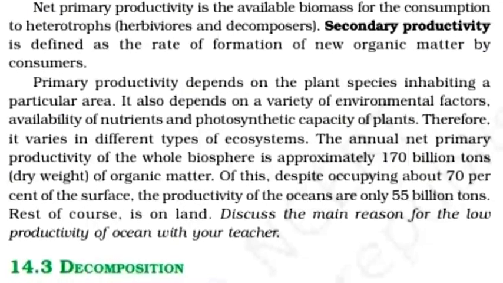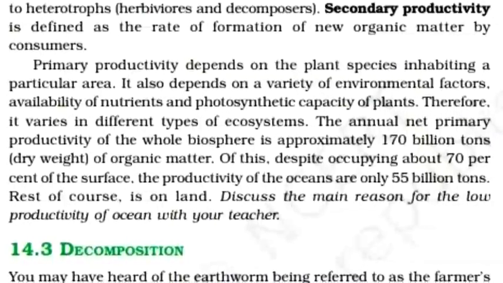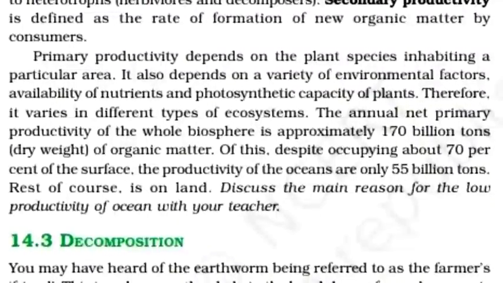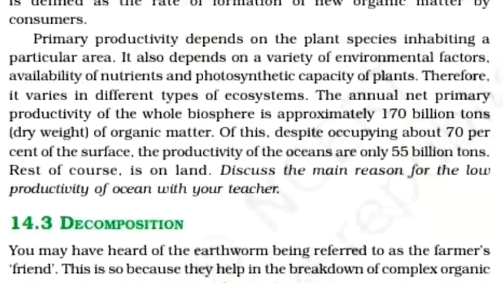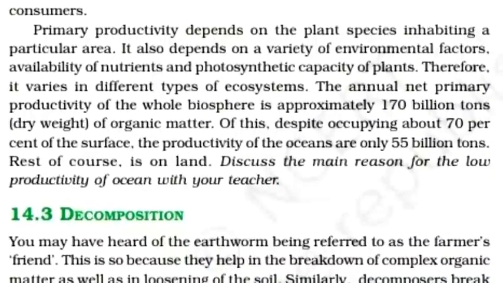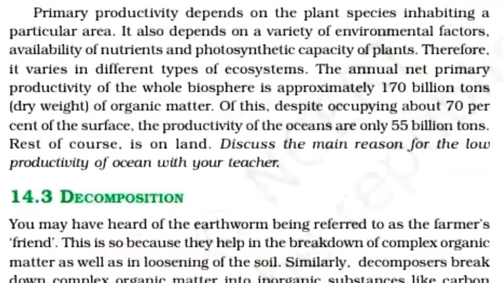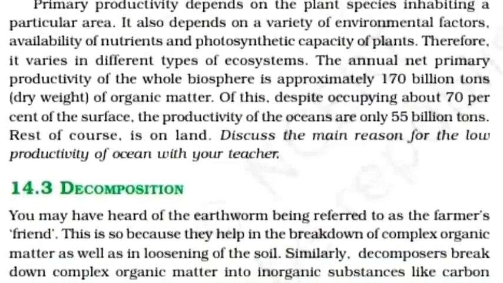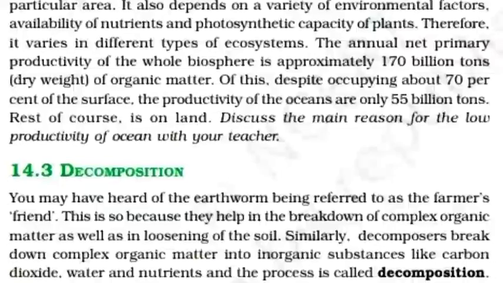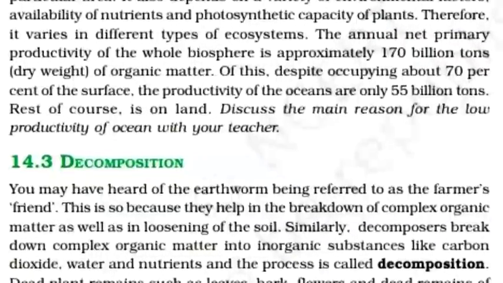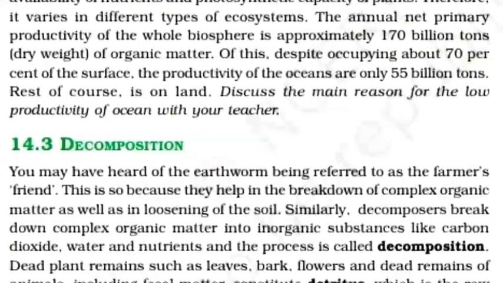Primary productivity depends on the plant species inhabiting a particular area. It also depends on a variety of environmental factors, availability of nutrients and photosynthetic capacity of plants. Therefore, it varies in different types of ecosystems. The annual net primary productivity of the whole biosphere is approximately 170 billion tons dry weight of organic matter. Of these, despite occupying about 70% of the surface, the productivity of the oceans is only 55 billion tons. The rest, of course, is on land. Discuss the main reason for the low productivity of the ocean with your teacher.